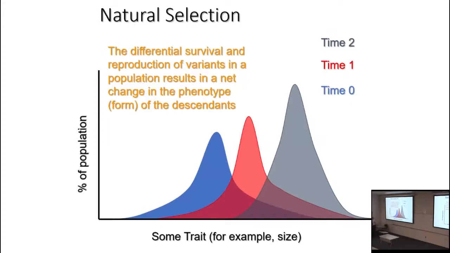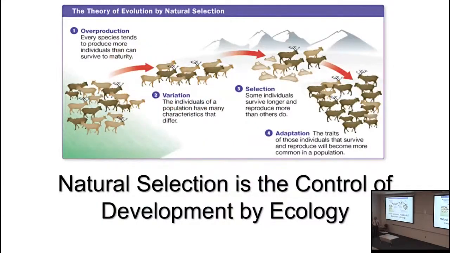Or, another way of phrasing it, a paleontologist from the 20th century, Leigh Van Valen, mentioned this. I actually like this definition better, but you kind of have to work through the steps to get there. Natural selection is the control of development by ecology. So how the bodies are being constructed is controlled by, it's influenced by, how the parents, how the ancestors, are living in their environment.